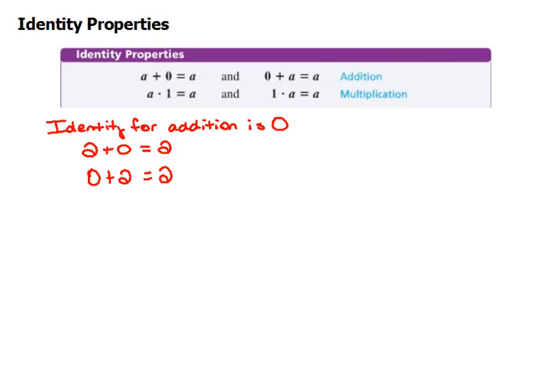Now, what about multiplication? The identity for multiplication, and you think about it very, very similarly. Oh, whoops, I forgot my L there. But we have to think about it very specifically for multiply. What do you multiply to a number and it does not change that number? Well, that would be 1.